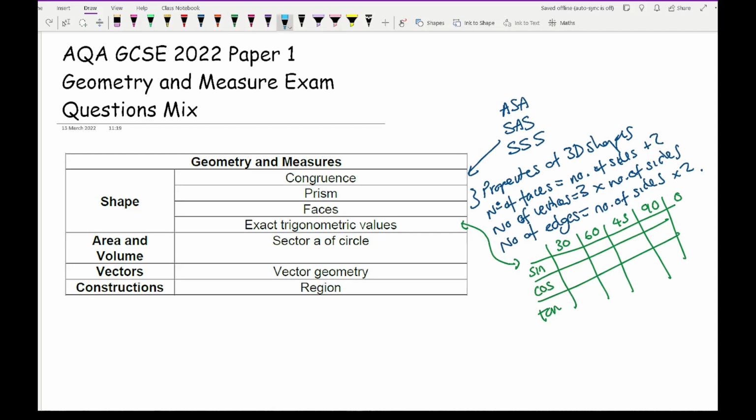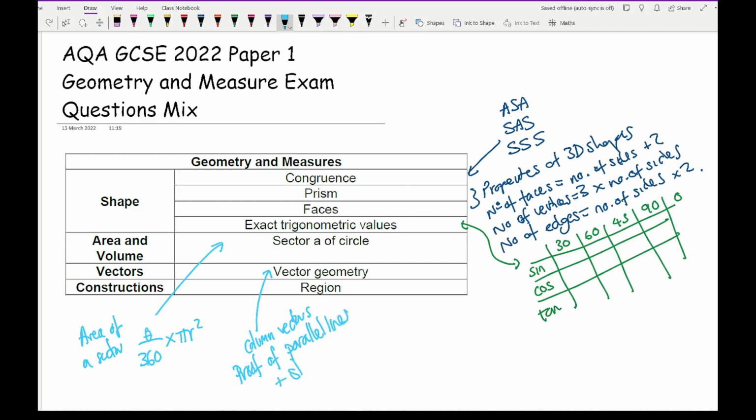Then moving on to sectors of a circle. This is remembering the area of a sector, and you need to remember the formula, which is theta over 360 multiplied by pi r squared. And then vector geometry is just recognizing column vectors and recognizing the proof of parallel lines and straight lines, and remember that this is usually linked with ratios as well.